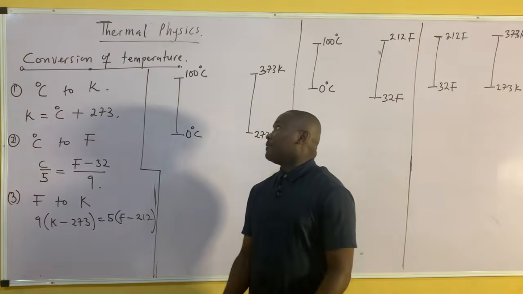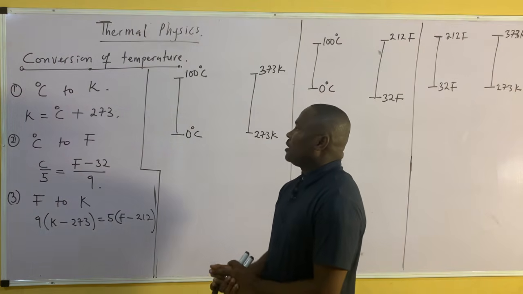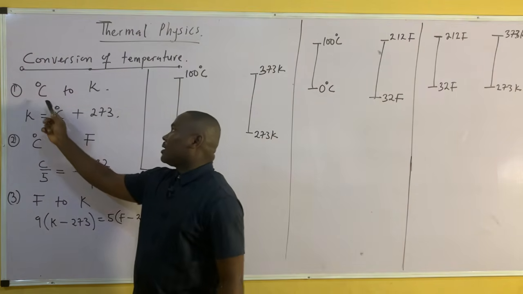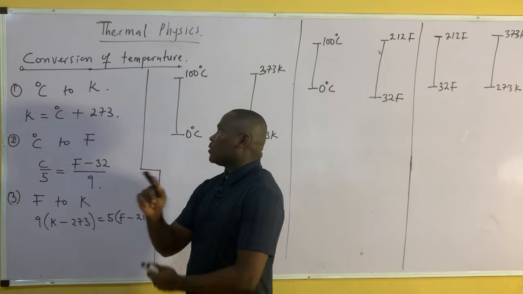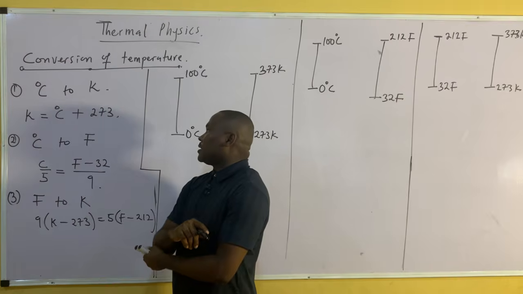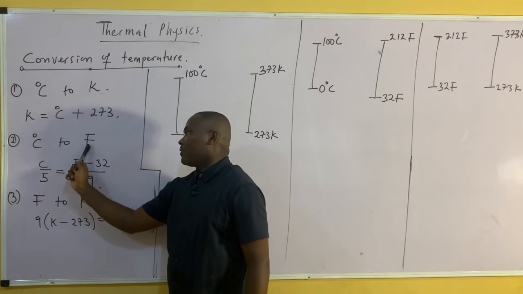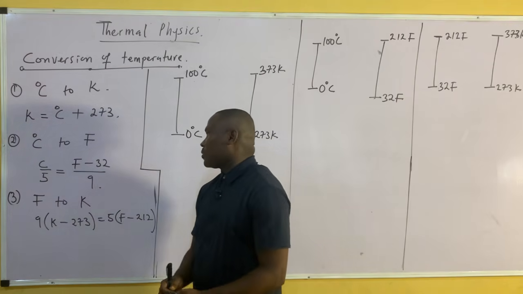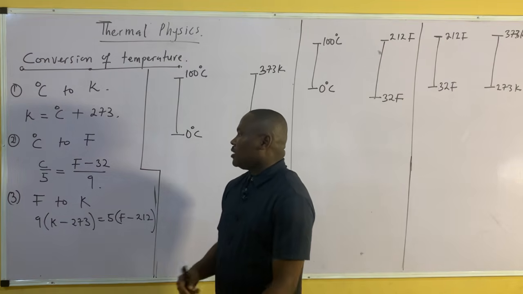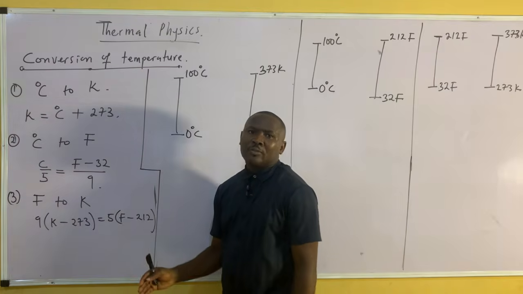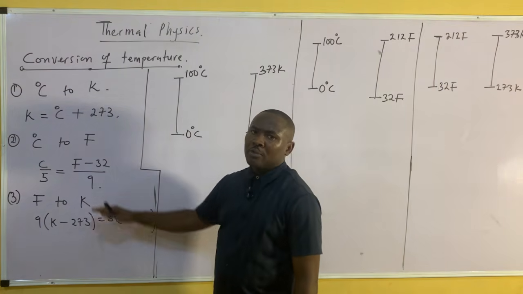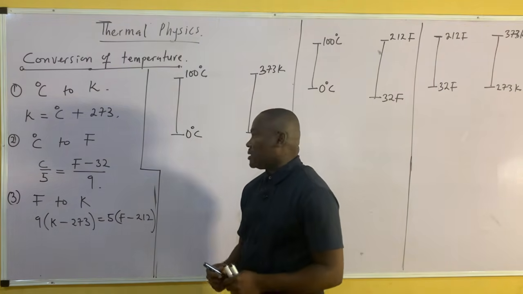Now let's look at conversion of temperature. Number one, to convert degree Celsius to Kelvin, this is the formula to use: Kelvin equals degree Celsius plus 273. To convert degree Celsius to Fahrenheit, we have C over 5 equals F minus 32 over 9. To convert Fahrenheit to Kelvin, then we have this. It's so amazing to know that all of these things can be derived, and let me show you how.